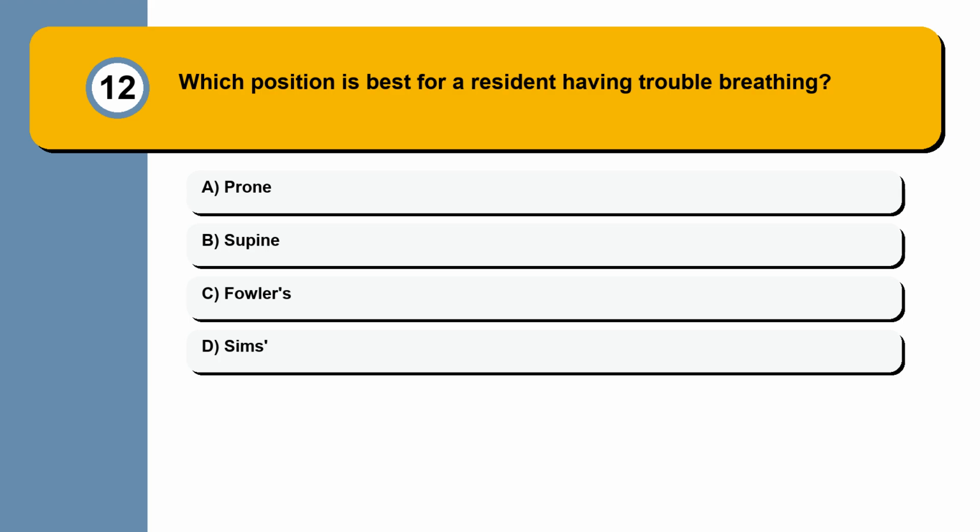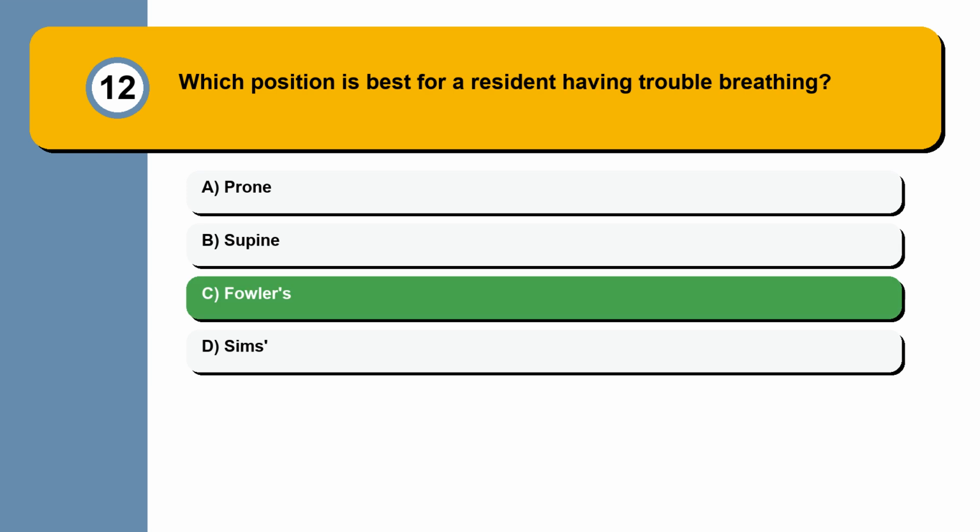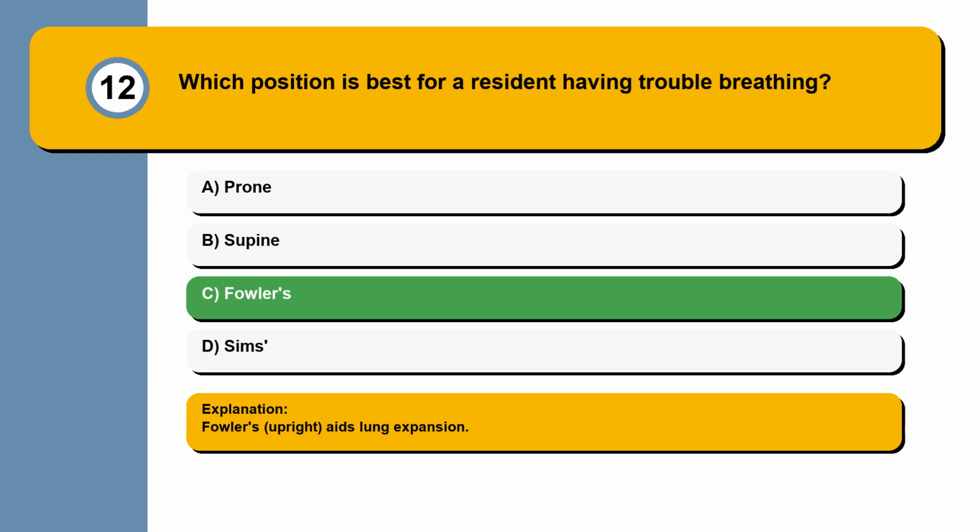Question 12. Which position is best for a resident having trouble breathing? Prone. Supine. Fowler's. Sims. Fowler's, upright, aids lung expansion.